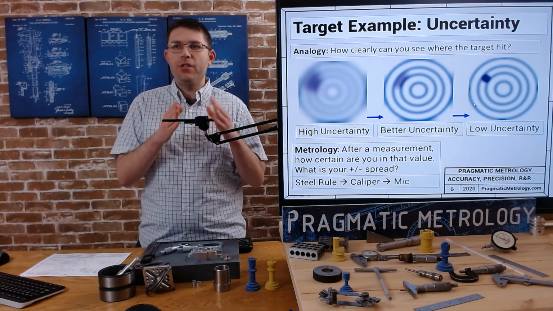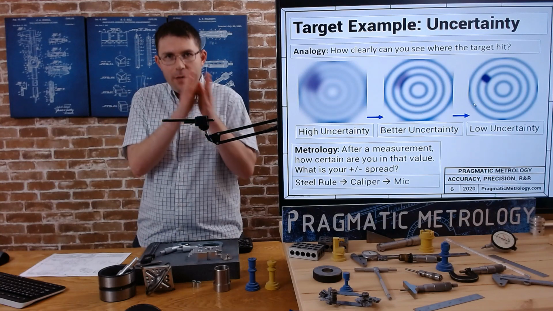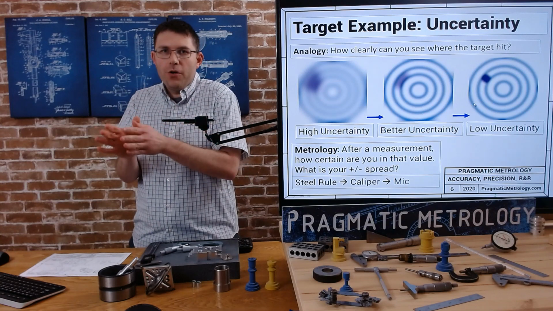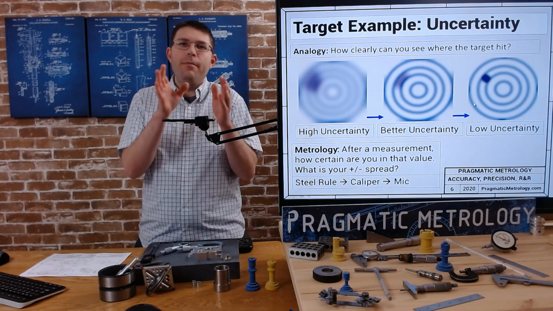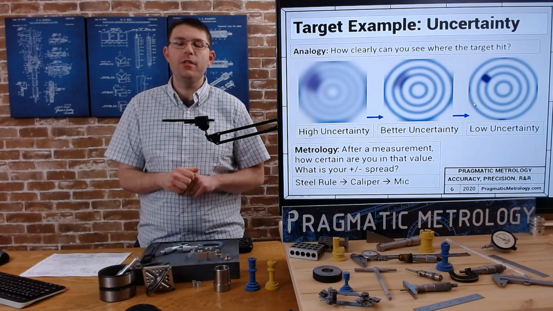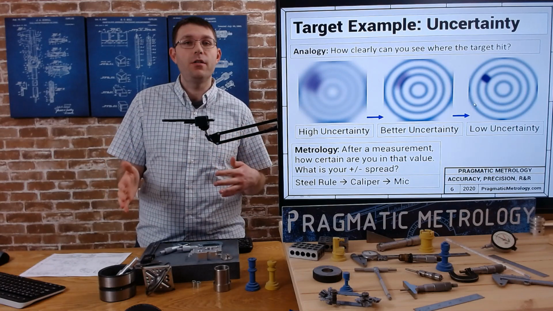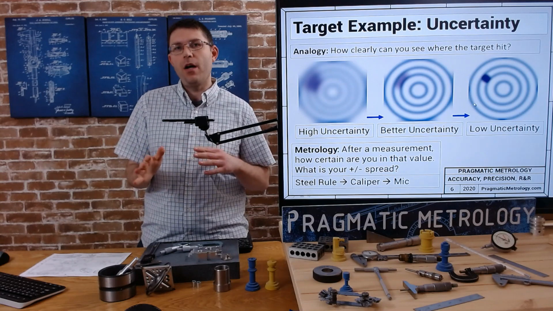So my analogy is going from a steel rule to a caliper to a mic, right? Each time you get more certain about your measurement because you get more accuracy, more precision. They work hand in hand with uncertainty. But we really focus, and a lot of gauges will focus, on uncertainty. So this is what we're talking about.